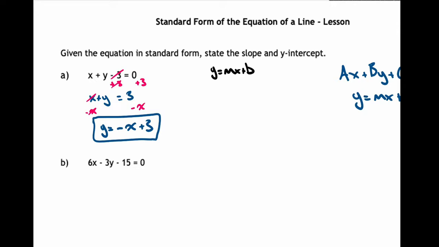So looking at this, I should be able to find my m, or my slope, because that's the value in front of the x. I only see the negative here, and when I don't see a number, I have to assume it's a negative 1, because 1 is the only number that I can multiply by and not have to show it. My b value is my constant, or the number at the end, so in this case, 3.